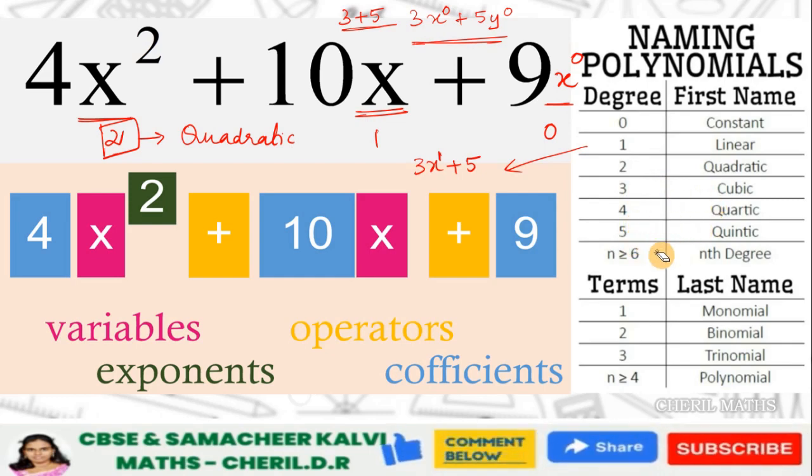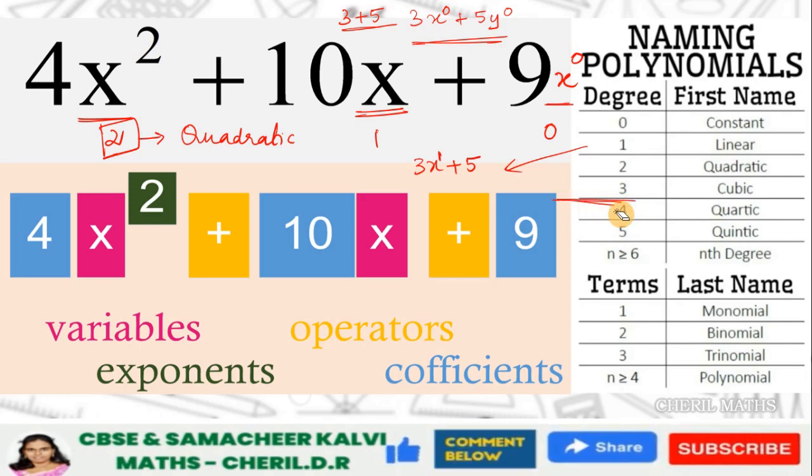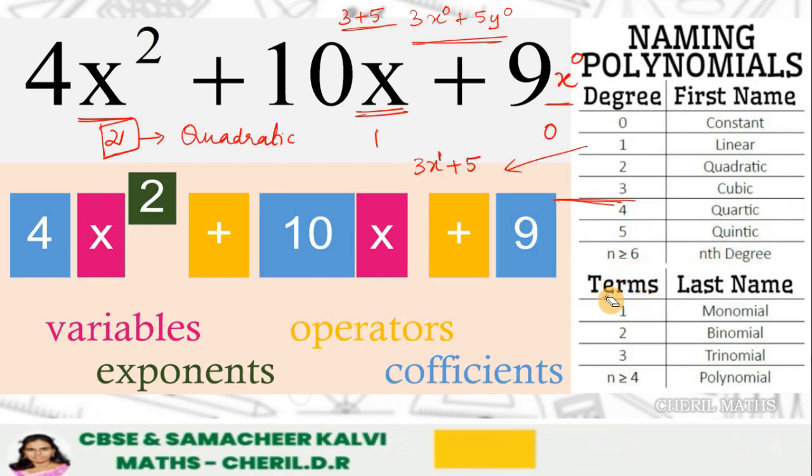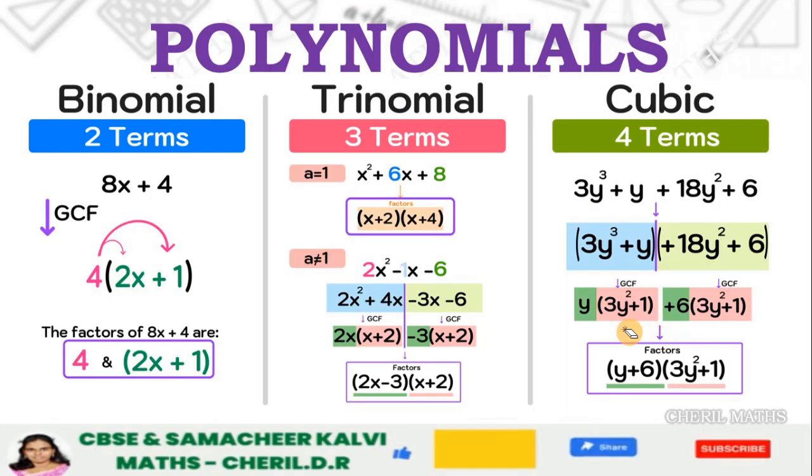For degree 4, 5 and more, we have names for all these things, children, but we are going to learn only till cubic polynomial in your class 10. So you do not need to learn the others, but you can still remember this. Depending on how many terms you have, you will call it a monomial, binomial, trinomial or polynomial. So this is what we are learning.